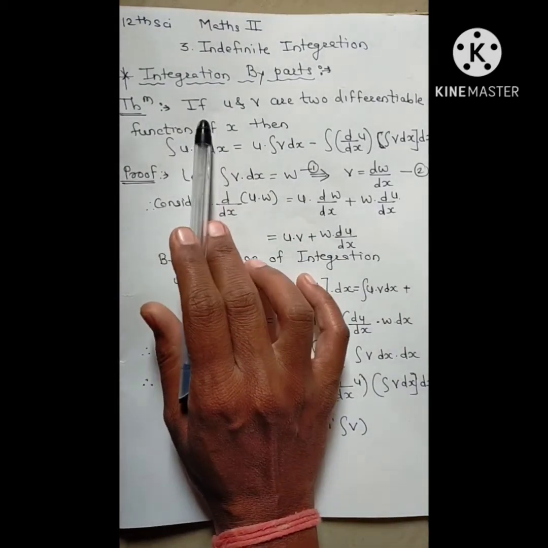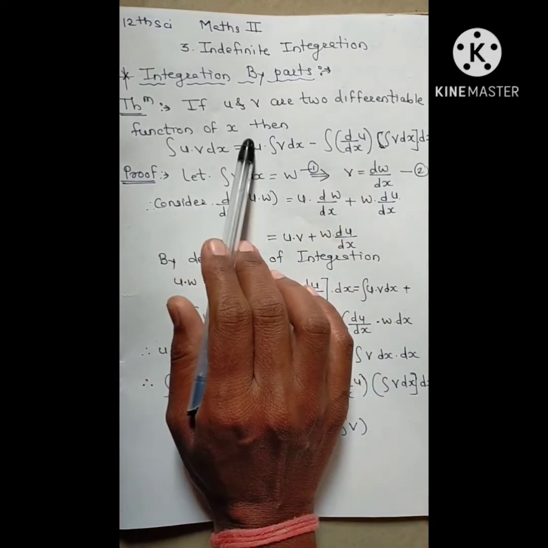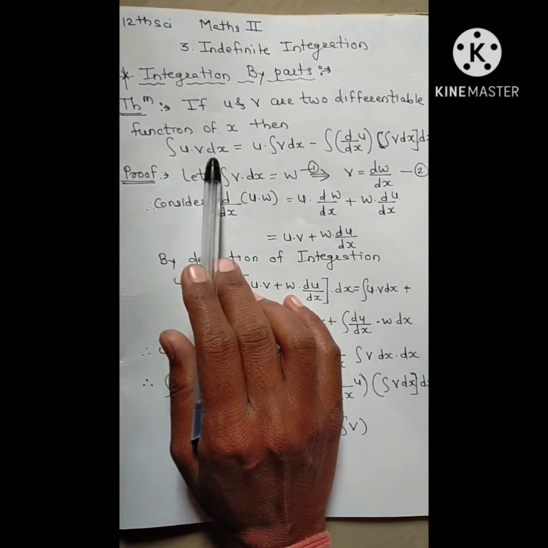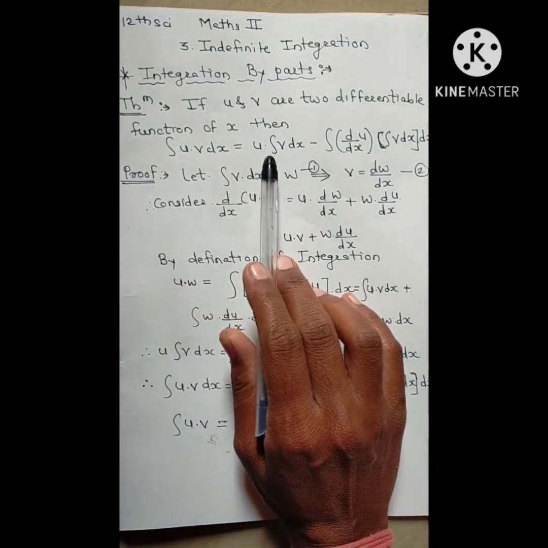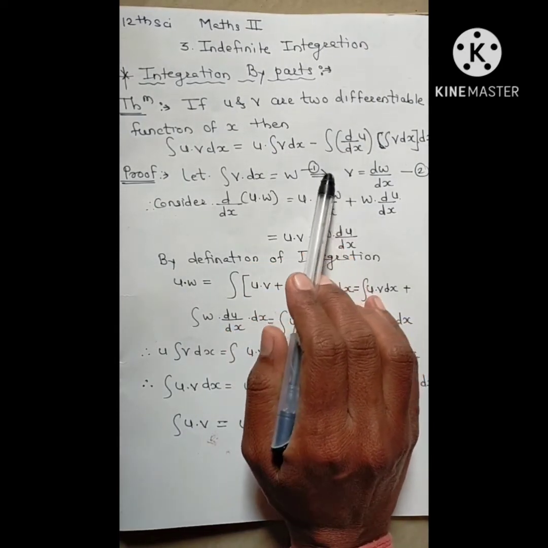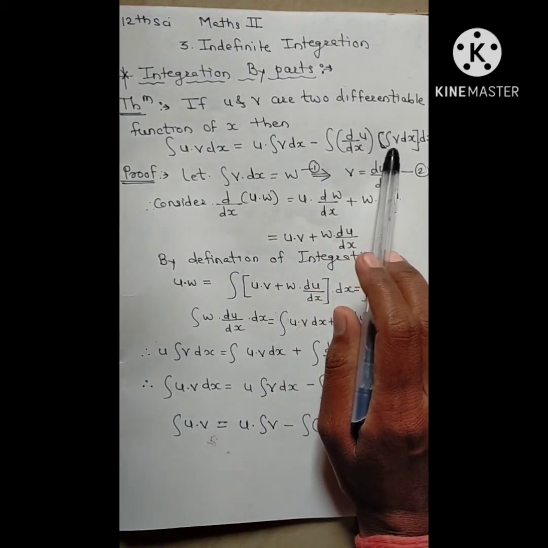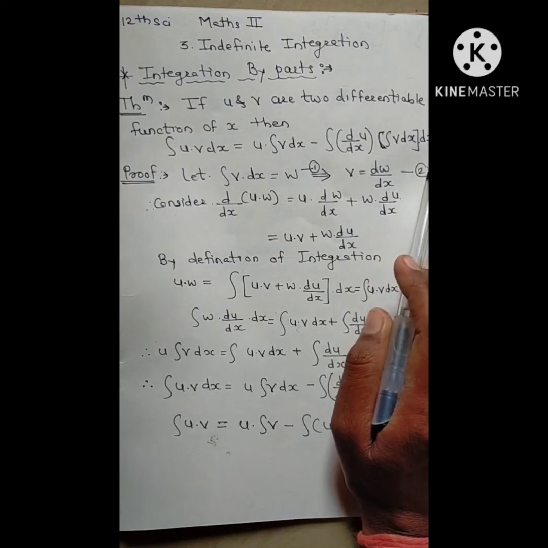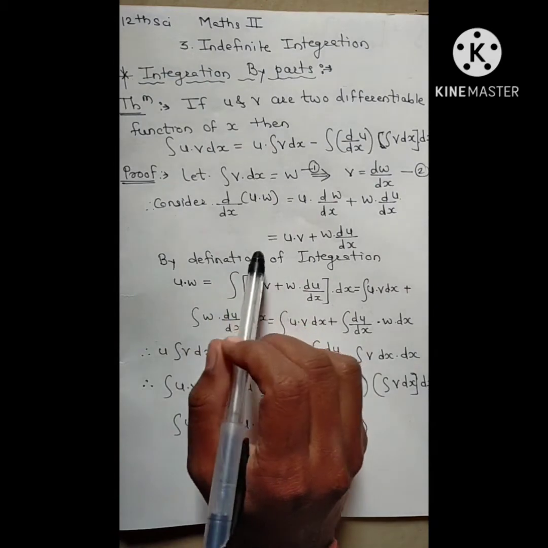That theorem is, if u and v are two differentiable functions of x, then integration u into v dx is equal to u into integration of v dx minus integration du by dx into integration v dx into dx. So now we see the proof of this theorem.